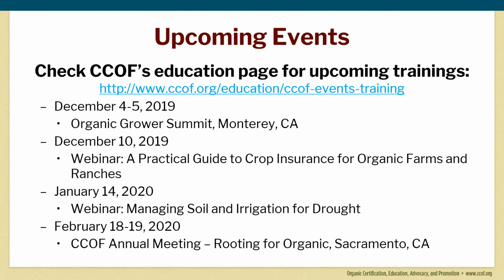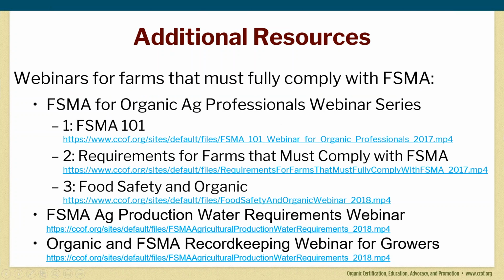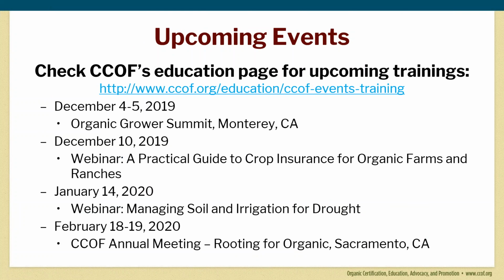We have a bunch of events coming up this winter. In December, there's the Organic Grower Summit in Monterey that's co-hosted by the Organic Produce Network and CCOF, and that's a great place to network with people in person. We'll have a couple of webinars in December and January on crop insurance and managing soil irrigation for drought. And then we have the CCOF annual meeting coming up in February in Sacramento. All those events are listed on our events page.